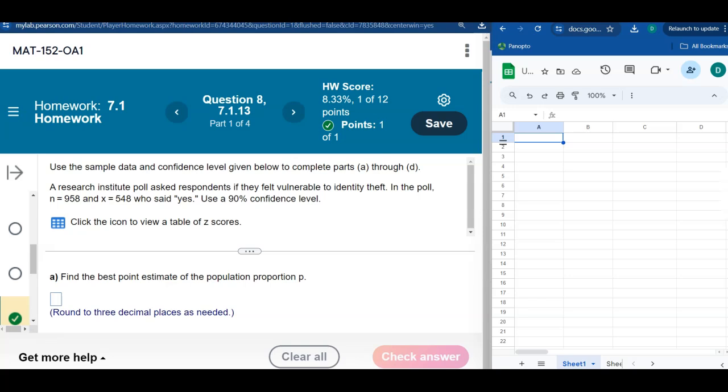Hey Stats class, I want to show you how to do a confidence interval for a proportion with your spreadsheet, like a Google Sheet or Excel. Both of these are going to be the same thing.